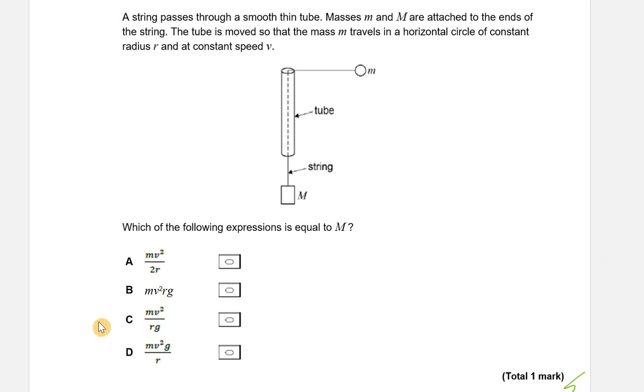If you got the answer C, well done. Answer C.